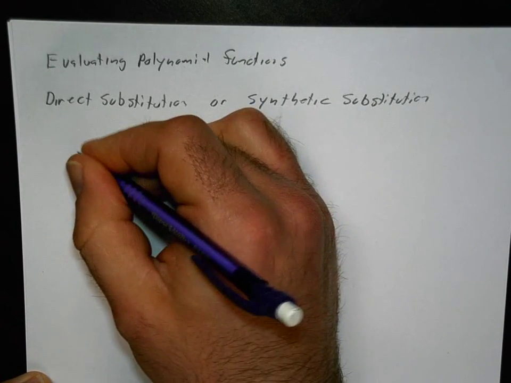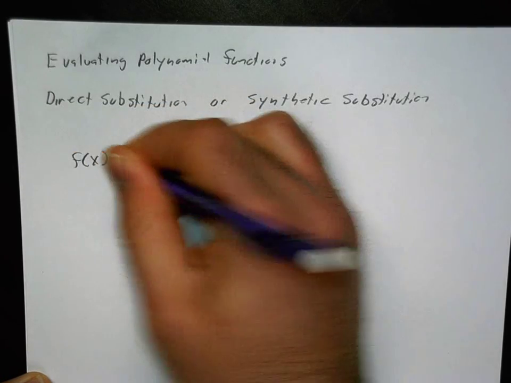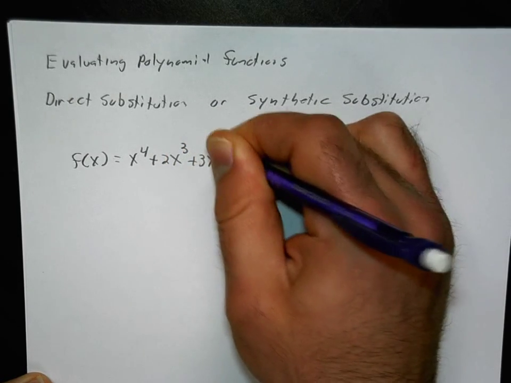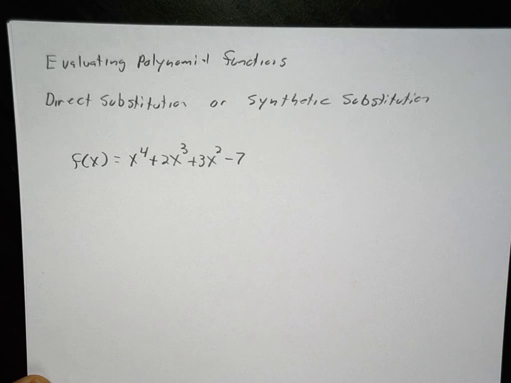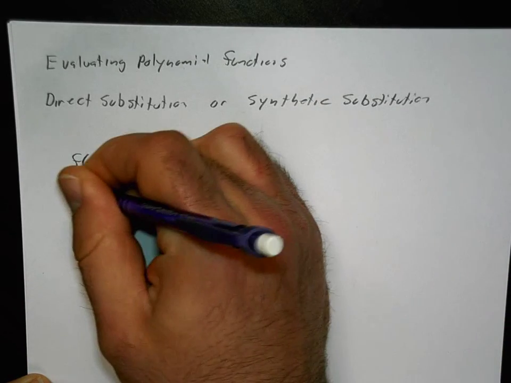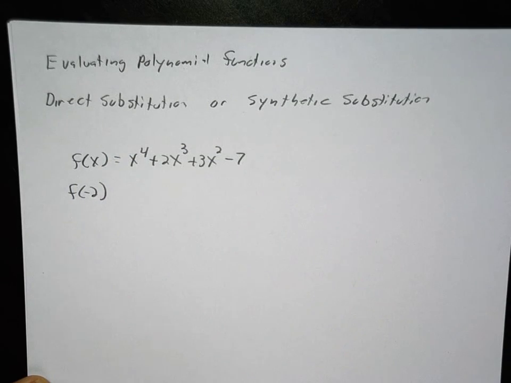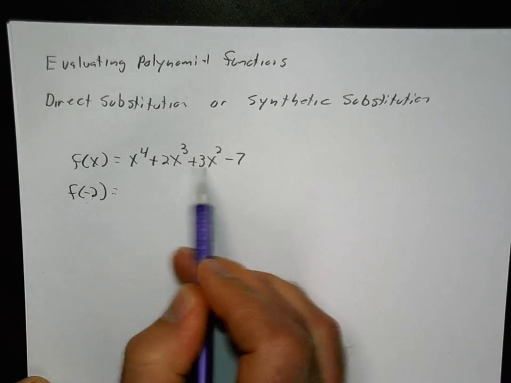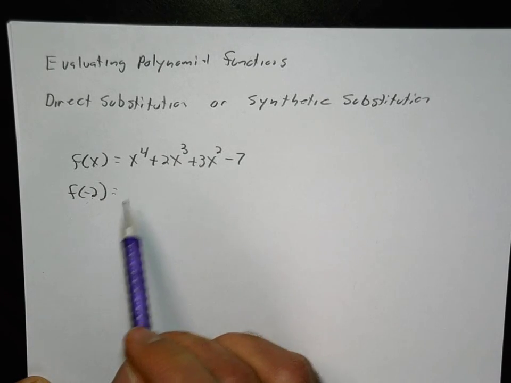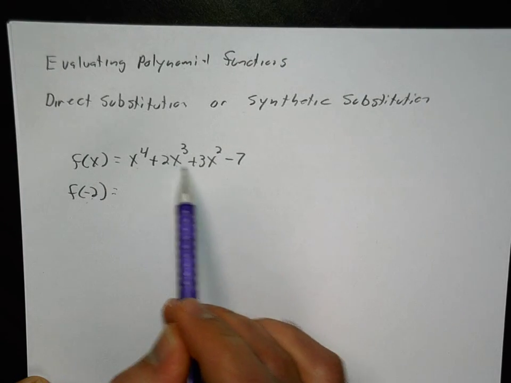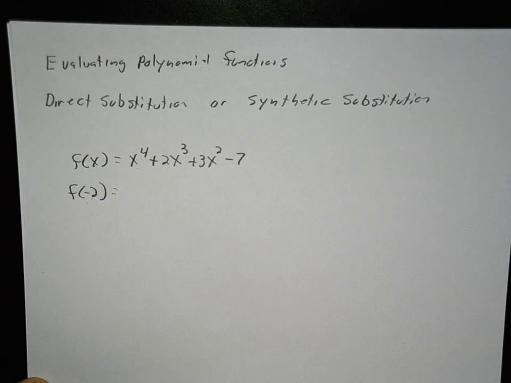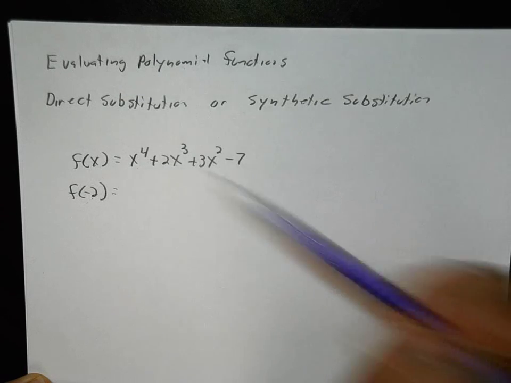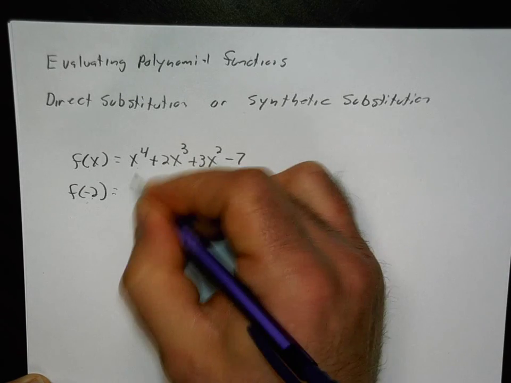Okay, so for example, let's say our function is this. And we want to find out what f of -2 is. So remember, function notation, the number in here is the number we plug into each of the x's. So that's direct substitution. When you just directly substitute the number in for the variables and figure out what the answer is. Evaluating a polynomial function means just plugging a number in and figuring out the answer.